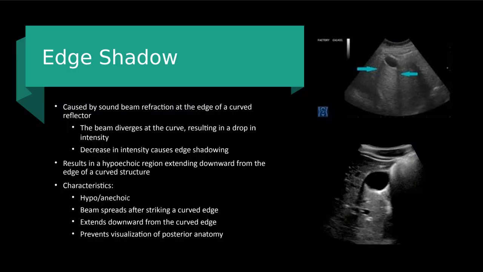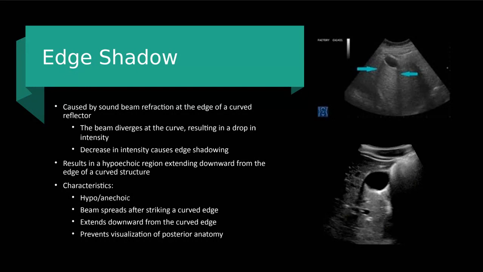Next, we have edge shadow. Again, another helpful type of artifact, helpful in diagnosis, but this is going to be caused by the sound beam refraction at the edge of that curved reflector. So if we remember when we learned about refraction, they have that little picture in your textbook of the pen or the pencil in the cup of water. When you're looking at it, it looks like it's heading in one direction, but then when you look at it in the water, it's heading in another direction. So that's going to be the same concept here.